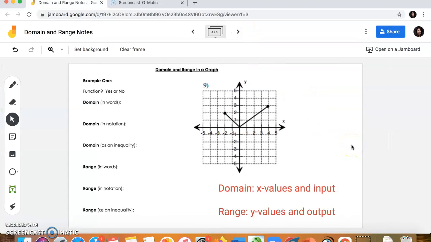Now we have a graph and we need to find the domain and range. So the first question it's asking us is, is this a function? And we can tell if it's a function if we draw vertical lines through our graph and it only hits the graph once, then it is a function. If it hits more than once, then it's not a function, but this is going to be, yes, a function. So that is a function.